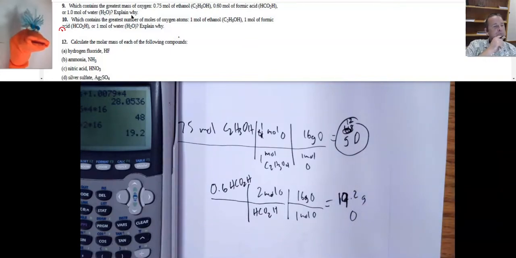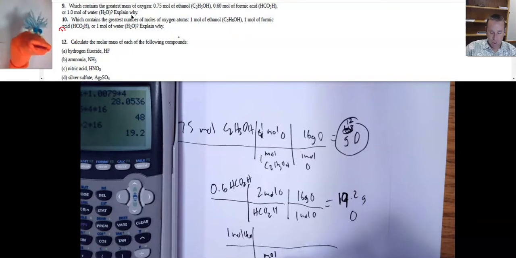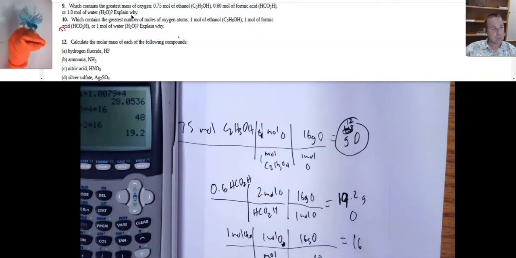And the last one, water. There's 1 mole of water. For every mole of water, how many moles of oxygen? Just 1. Okay. 1 mole of oxygen. And then there's 16 grams of oxygen atoms for every 1 mole of oxygen atoms. So this is going to end up being just the 16. All right, follow that? I think I got it.